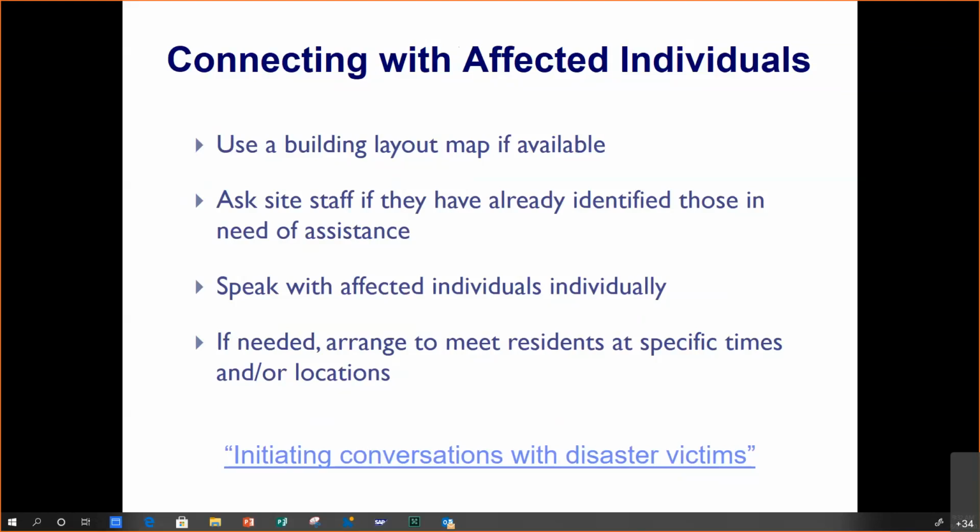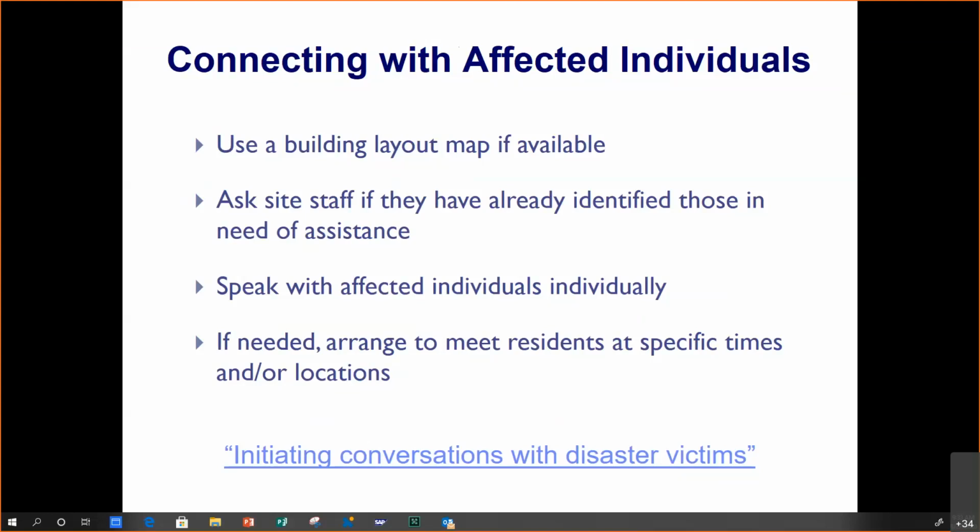Talk with the staff. A lot of times the team lead may already do this, but you can ask if the site has already identified those that need assistance, and you can approach them and see how they're doing. Speak with affected individuals individually. It's hard in a shelter, especially a congregate shelter, to have that quiet conversation. So if they have some reason that they're embarrassed or don't want to have their neighbor overhearing, see if with the shelter manager, your team lead can arrange a corner that you can talk to if they need that privacy. But speak with them individually.